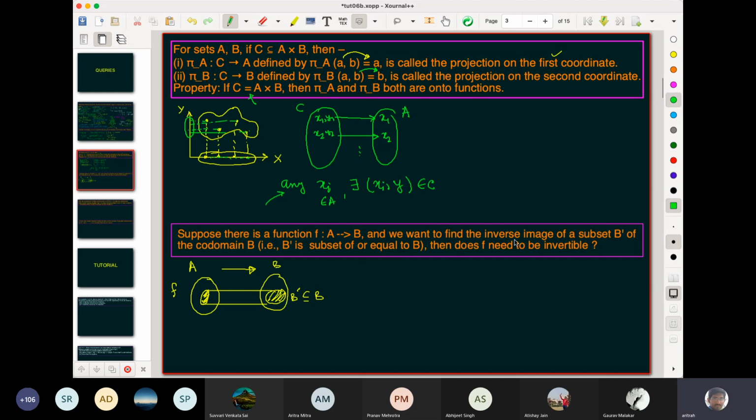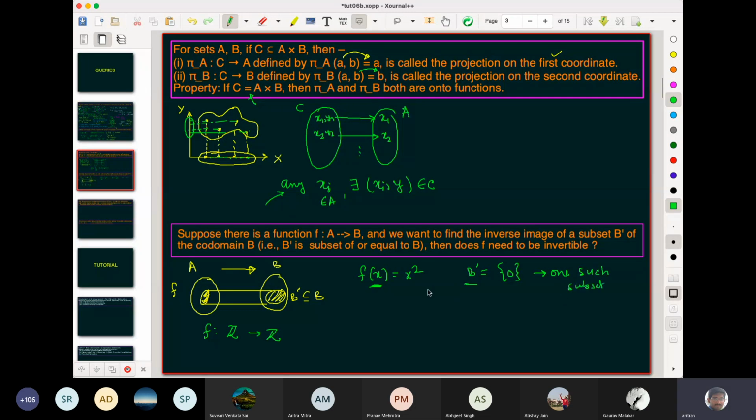See, for one such subset I can find it. For example, just take the example of fx equal to x square. Now, suppose my b dash contains only one element, 0. I can have a pre-image here, and obviously I need to make the domain, let's say, from Z to Z. I can have a pre-image here, right? It need not say that f should be invertible. One such subset can be found.